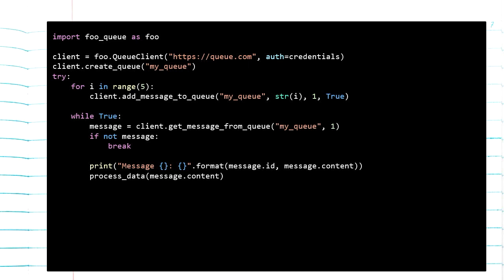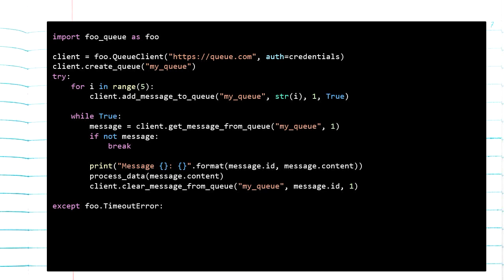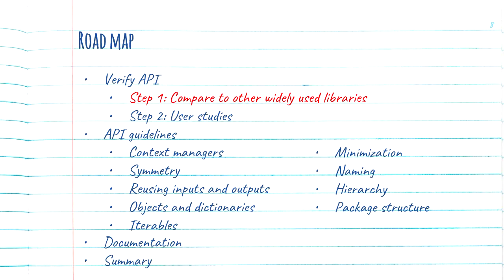Otherwise, we're going to print the ID and the content of that message, process it in some way, and clear the message from the queue. We are specifying some timeout values in our HTTP configuration, so we'll make sure that we handle those errors if need be. And we have a finally clause to close the connection afterwards. So far, so good. Straightforward API, relatively easy to use.